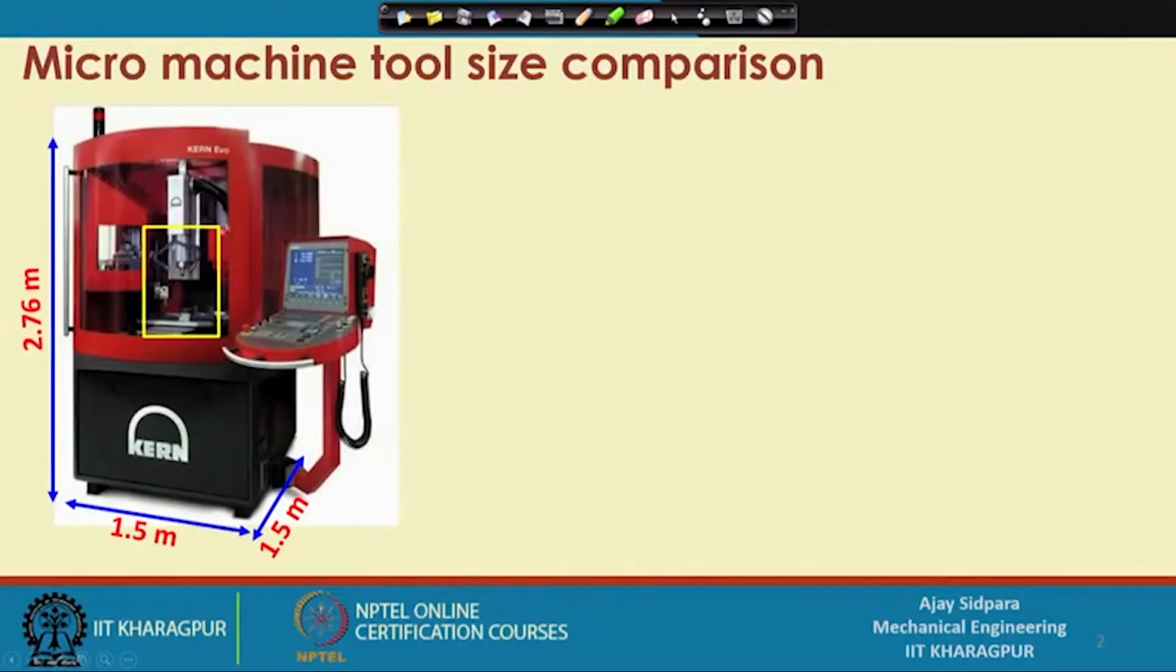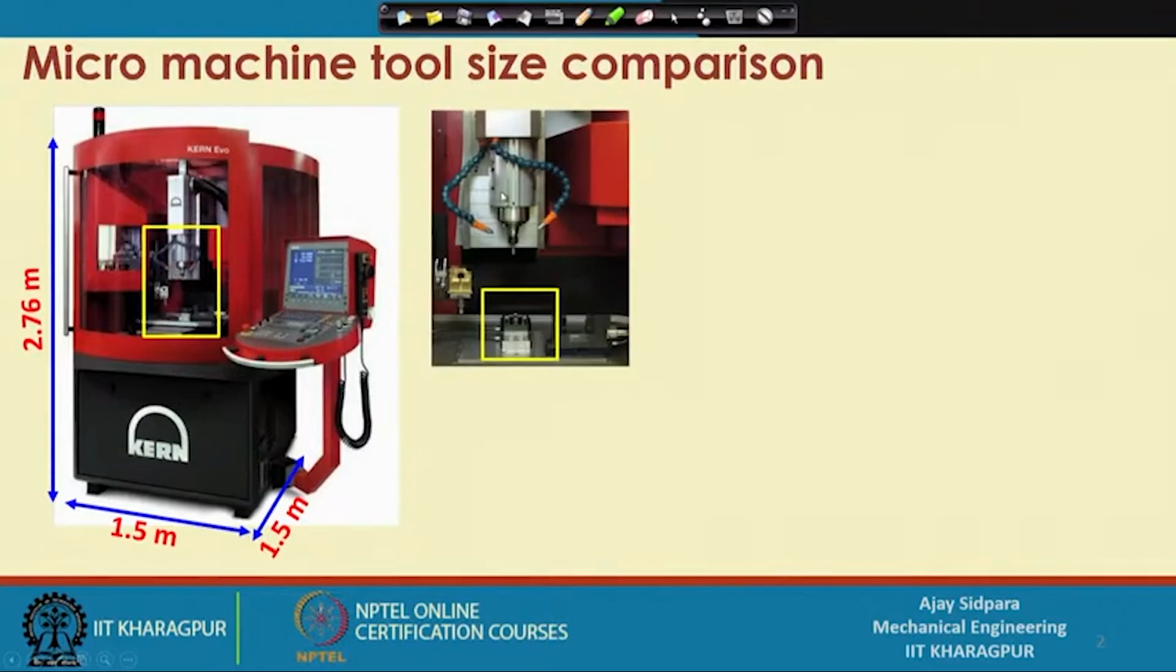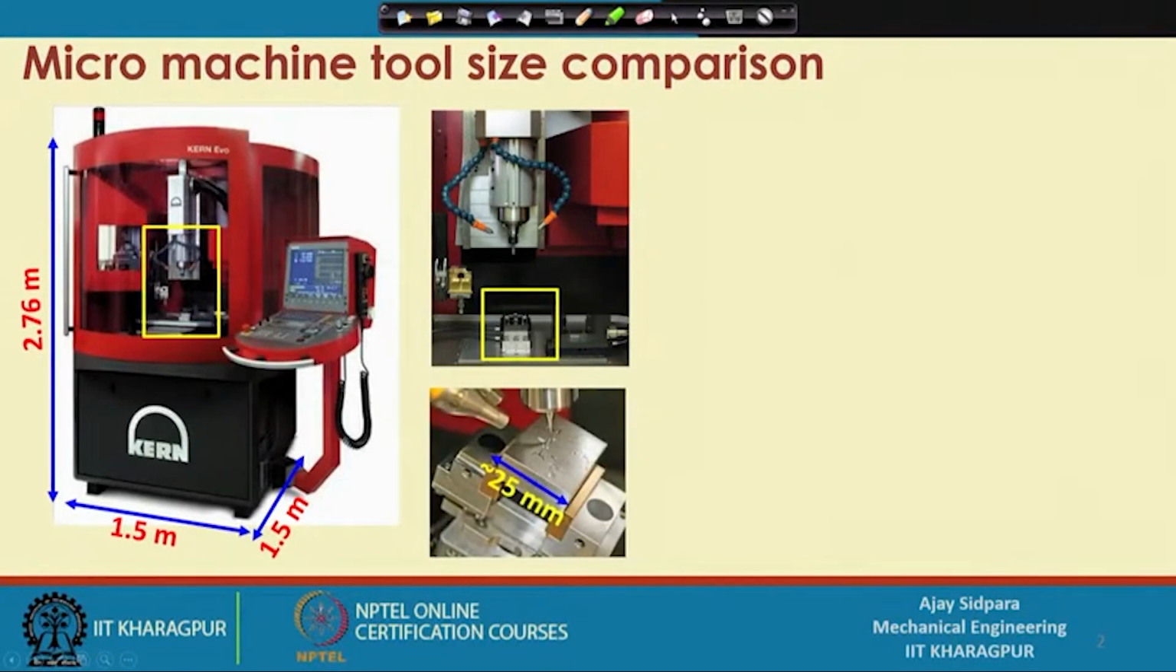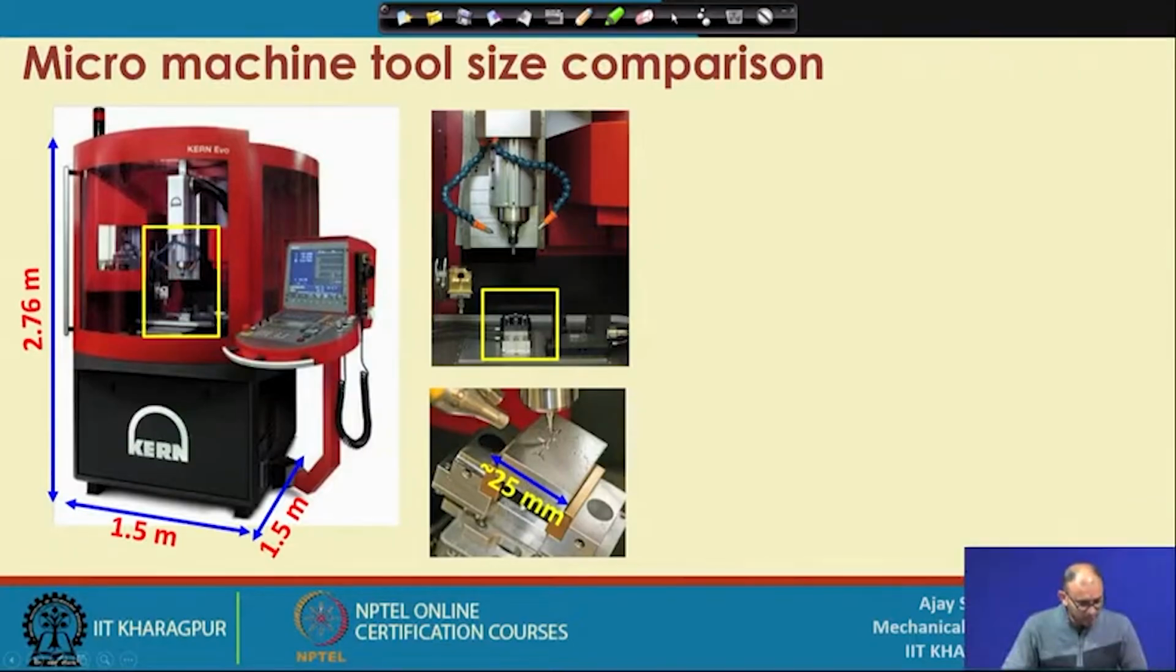So, this is also one of the micro machines which is available with us. If you see the size, the height is almost 2.76 meter and the width and the length are around 1.5 meter each. So, the size is very high. If you see this particular spindle part, this is the spindle and this is the workpiece location where you can do some type of micro machining operation, and this is one of the components being machined in the same machine, and the size of that component is around 25 millimeter or something.